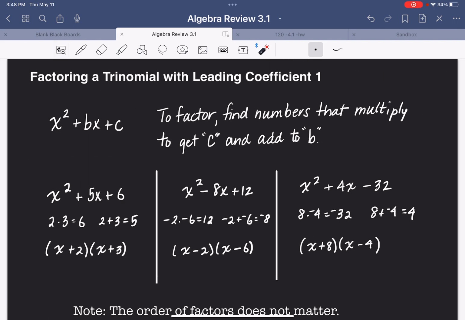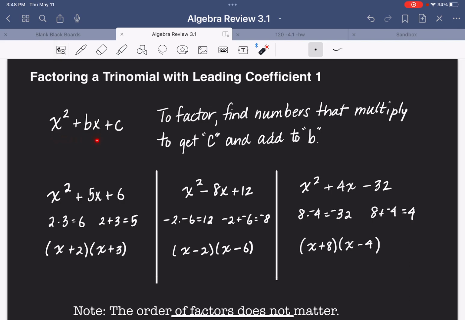Now we're going to talk about factoring a trinomial. So we're going to reverse the process of multiplication, okay? And that is we're going to come up with the two binomials after they've already been multiplied. Now to do this, to factor, we find numbers that multiply to get c, that's the constant or the last term, that also add to b, that's the coefficient of the second term.